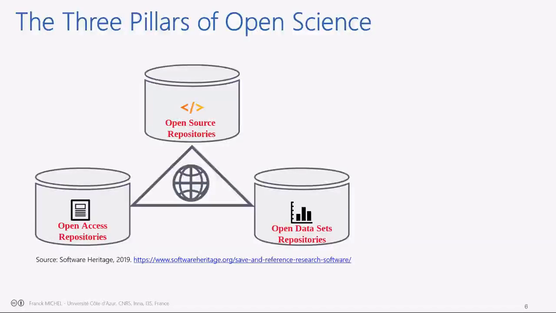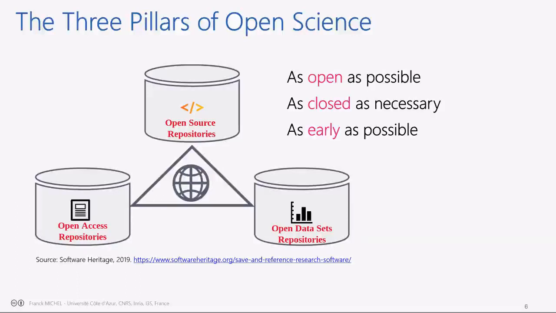Another representation of open science is given by this diagram by Software Heritage. It speaks of the 3 pillars of open science, which are, on the left, open access to the scientific articles, then open source software, then open data sets. That is the repository where data sets are openly available. And the idea is that all research products should be open unless there are good reasons not to make things open. So that's the idea of as open as possible, as closed as necessary.